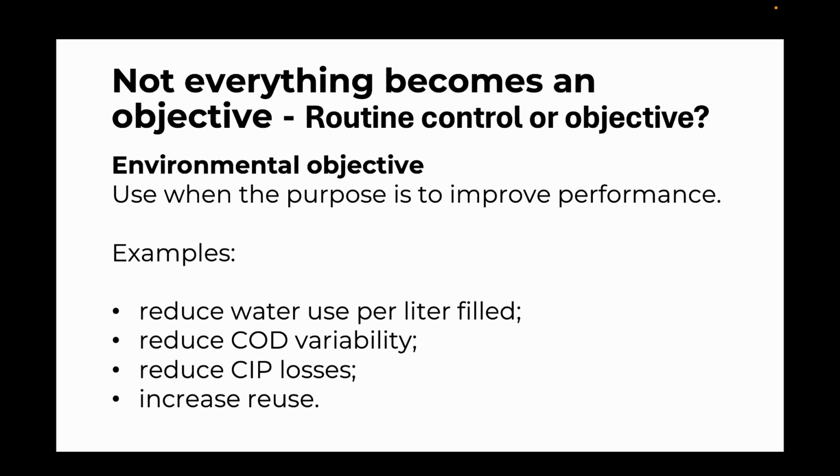appropriate when BlueRiver wants to improve performance. For example, reducing water use per liter filled, or reducing chemical oxygen demand variability in wastewater discharge, reducing losses during cleaning in place, increasing water reuse where technically and legally feasible. So, episode 8 is about choosing the improvement priorities, not converting every control into a target.